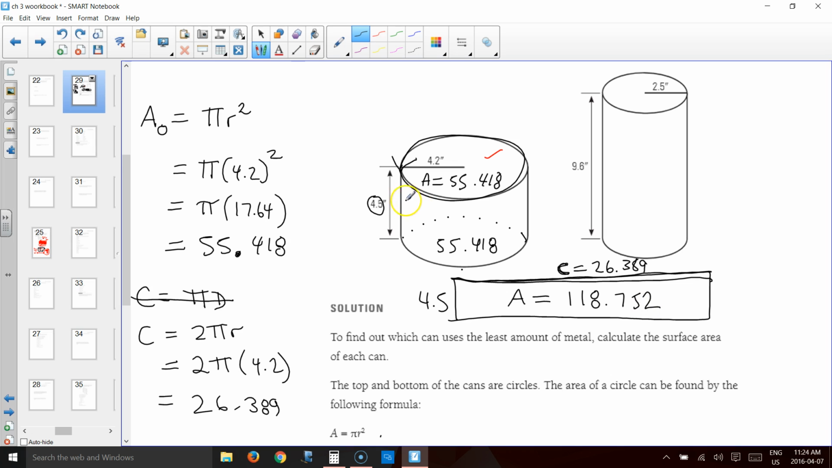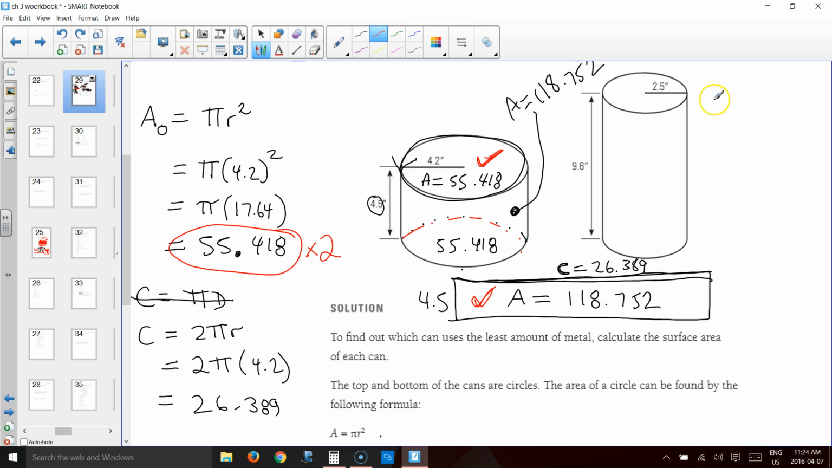Okay, so we know that the area of this entire wraparound, I'll just draw a little dot here, and say that that area is 118.752. Okay, so let's just take a look at what's going into the pot to find our total surface area. Our total surface area is going to be the top, and 2 of them, because there's also the bottom, and then also this wraparound that goes all the way around the outside of the can. So that's what's going into the pot.